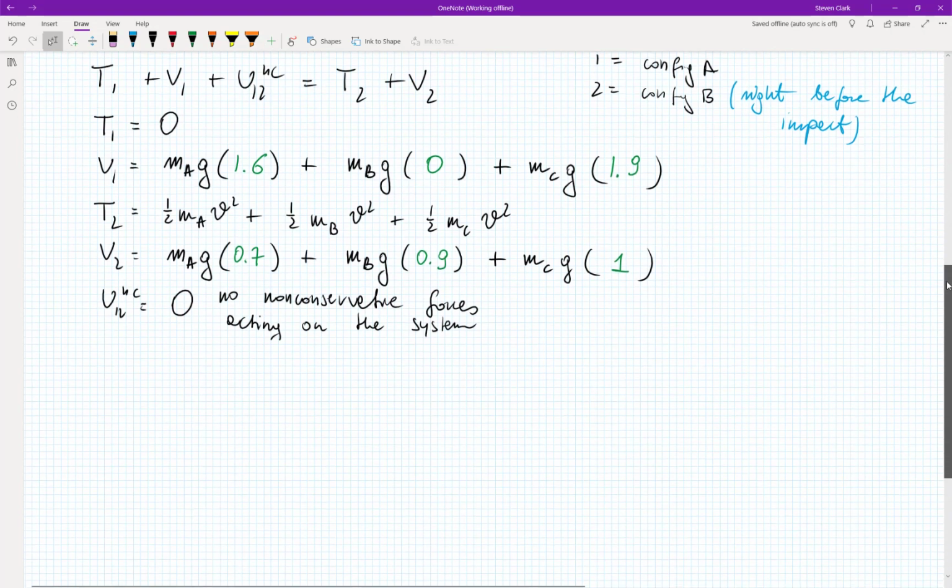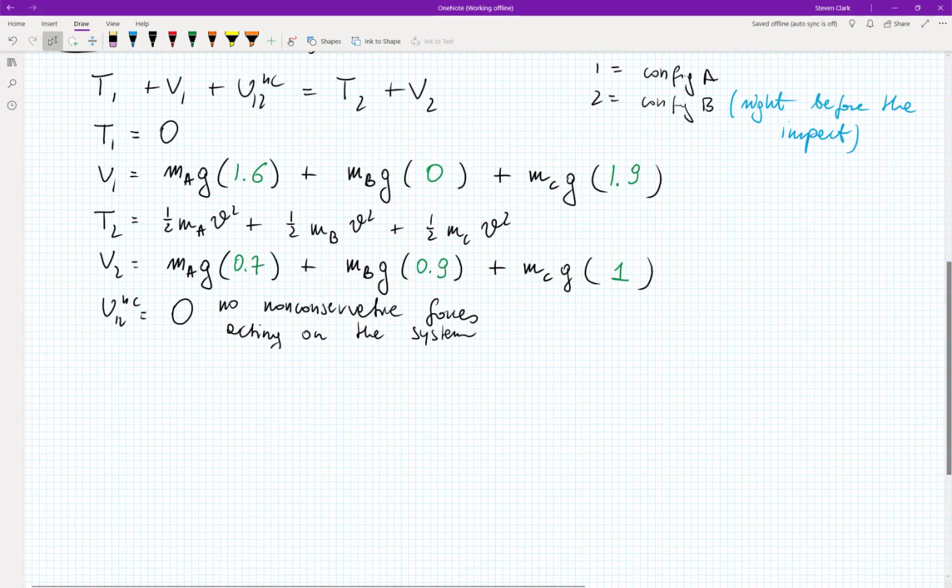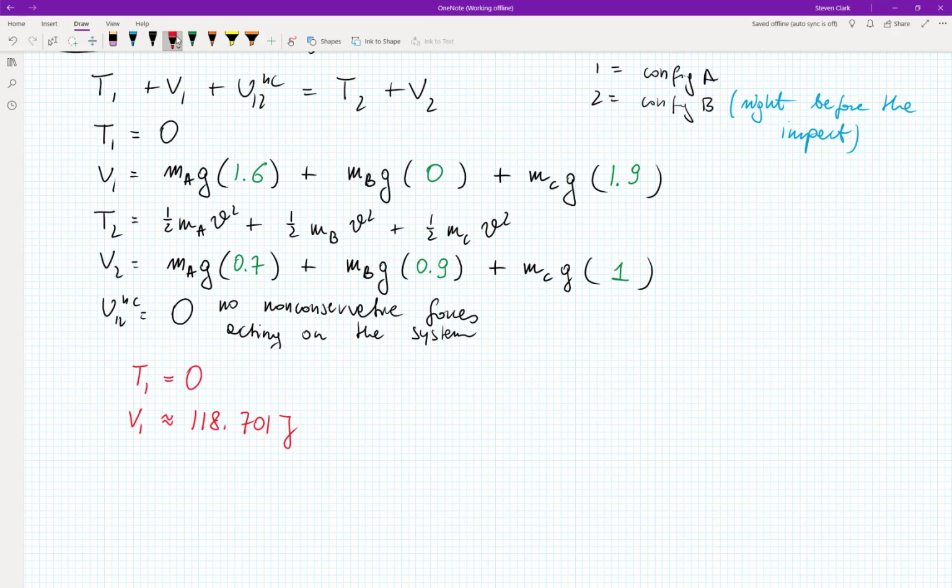So now the only thing we should do is to grab our calculators and find values of these 5 parameters. I did it yesterday. So my T1 is 0. That was easy. V1 is approximately 118.701 joules. T2 is exactly 6 times velocity squared. V2 is approximately 101.043 joules, and work of non-conservative forces is 0.